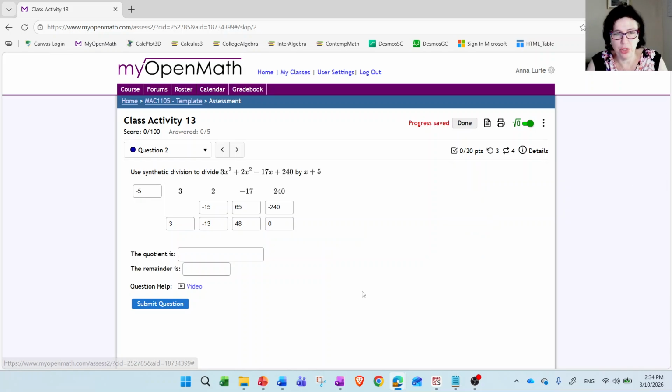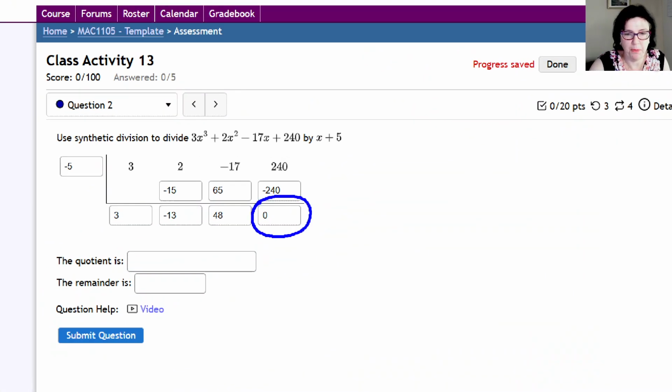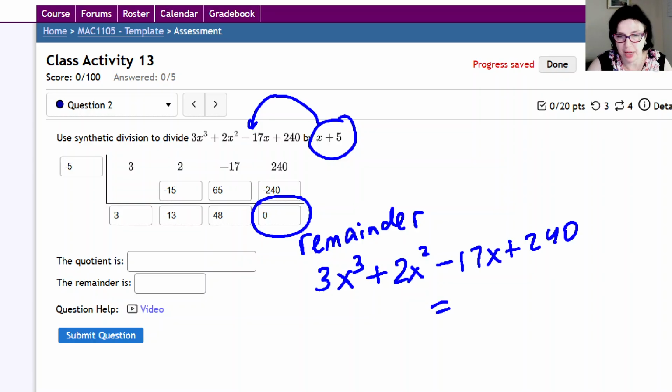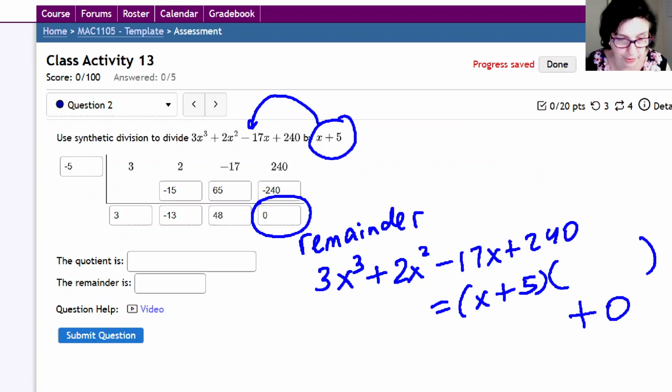Now, the fact that it's 0 is super important. This 0 right here, this is called the remainder. Okay? And if the remainder is 0, then x plus 5 is a factor of this guy. It's going to be important. What does that mean, a factor? It means that you can take the original polynomial and then you can represent it as x plus 5 times something else. Okay? Generally plus remainder, but remainder is 0, so you're not going to have it.